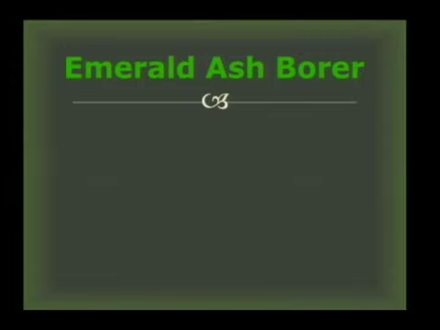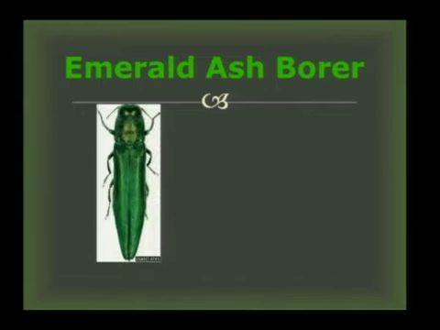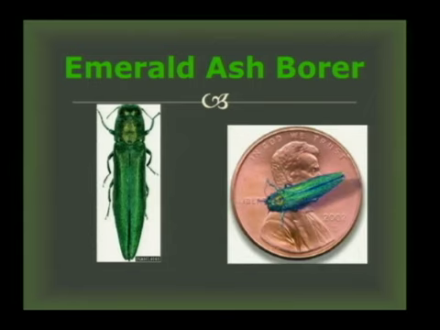The next insect is called the emerald ash borer. And this is an insect that's been in the news for a while now. You've probably heard about it. What it looks like is this green, golden green, silvery beetle with a hardened shell. Relatively, it's about 3/4 the size of a penny.